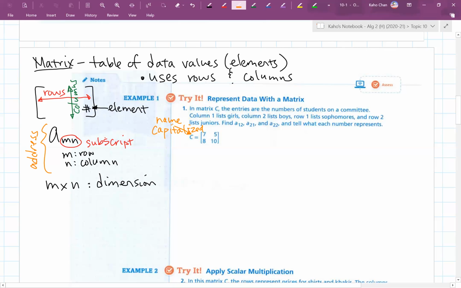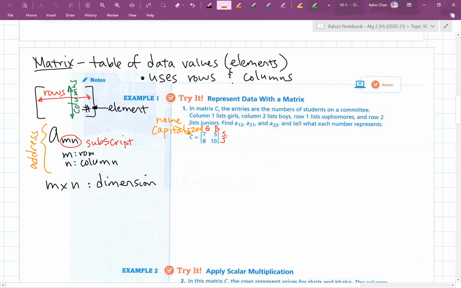And this particular matrix, the entries are the numbers of students on a committee. Column 1 lists girls, column 2 lists boys, row 1 lists sophomores, row 2 lists juniors. So let's go ahead and throw in some letters here to remind us of that. Columns are girls, second column is boys, first row are sophomores, and second row is juniors. So I'm just going to use initials to represent that. Find A12, A21, and A22.